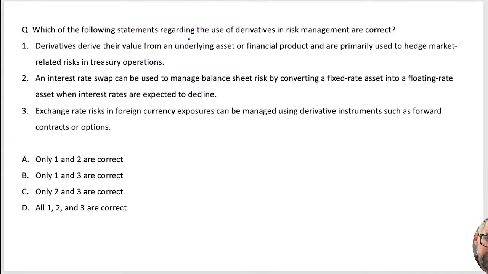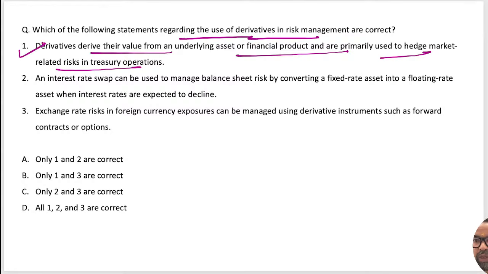Which of the following statements regarding derivatives in risk management are correct? Derivatives derive their value from the underlying asset, so this one is correct. The second one, interest rate swap can be used to manage balance sheet risk, converting fixed rate, no, this is wrong, right? So this should be wrong.